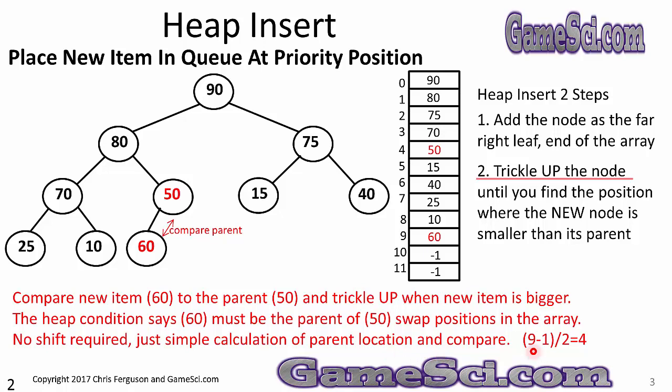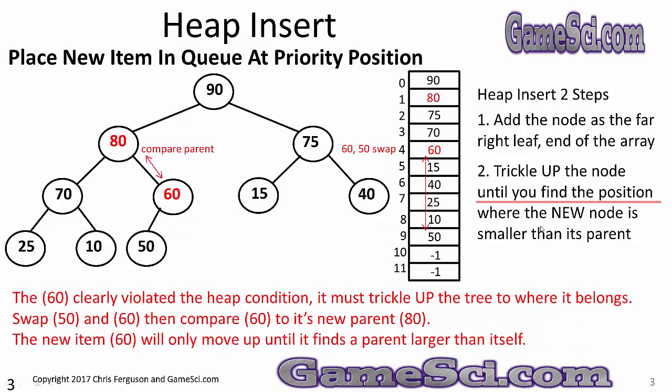60 is in position 9 of the array, or index 9. 9 minus 1 divided by 2 equals 4. Compare 60 in slot 9 to 50 in slot 4. When they're out of order, swap the two. Swap 50 and 60, then compare 60 to its new parent 80. The new item 60 will move up until it finds a parent larger than itself. 60 in position 4 has to compare to 80 in position 1.